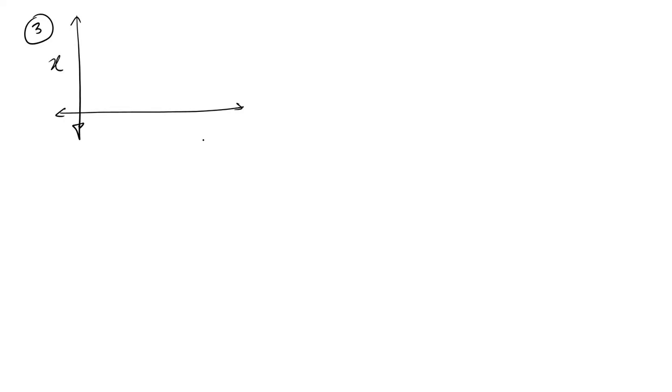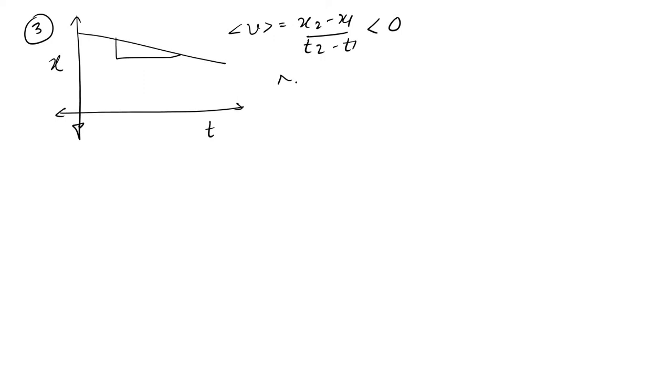This is position, this is time. We have a graph with negative slope. So this negative slope tells me that the average velocity, which is nothing but (x2 - x1)/(t2 - t1), is going to be a negative number. So it is negative velocity.